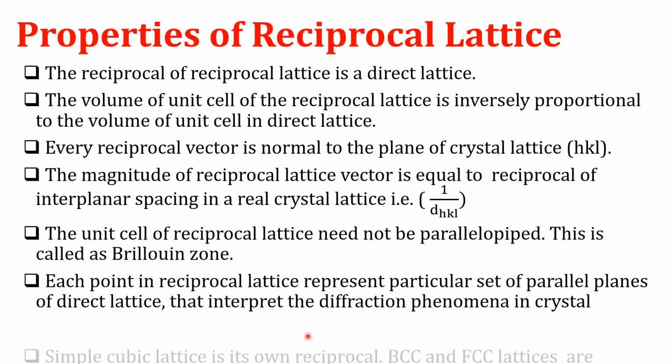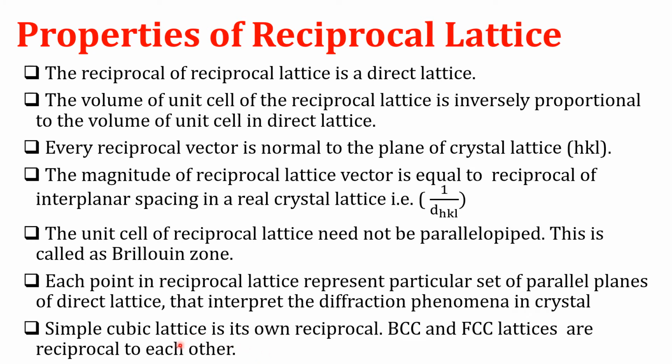And last remaining one, the simple cubic lattice is its own reciprocal. Similarly, BCC and FCC lattices are reciprocal to each other. Now these are the important properties of reciprocal lattice. Here we prove few of these properties in detail.